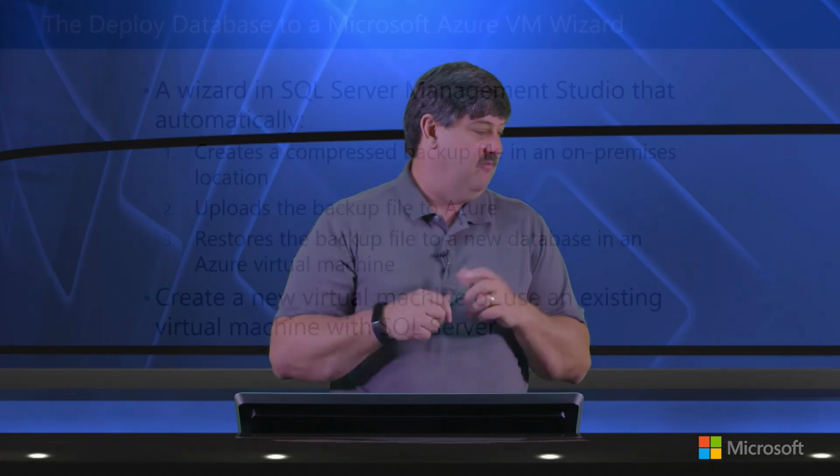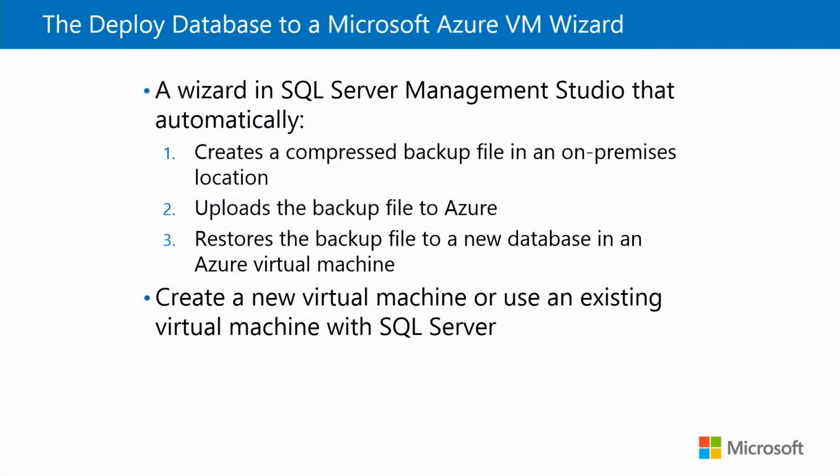You can also tell it to use an existing VM. There are some limitations to that that are listed in your text. Specifically, there's an odd port number that has to be configured. So port 11435 has to be open between your on-premise environment and your Azure environment in order for you to use an existing SQL server. So what it does is it first creates a compressed backup like we talked about previously. It then uploads the file to Azure like we talked about previously, and then it restores the backup file to a new database in the Azure VM.